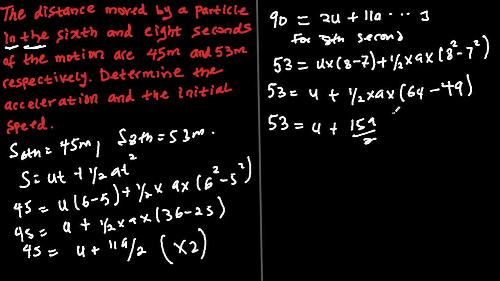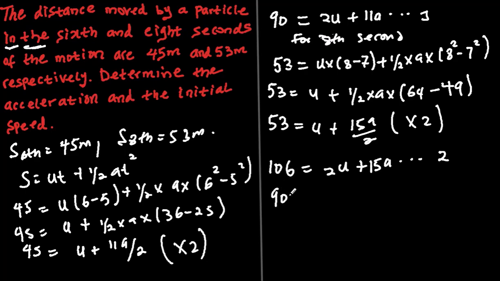So we'll do the same thing. We'll multiply all through by 2. So 53 times 2 is 106. 2 times u is 2u. 15a over 2 times 2 is 15a. So this is going to equal equation 2. So we have two simultaneous equations now. So let me bring equation 1 below. So 90 equals 2u plus 11a.